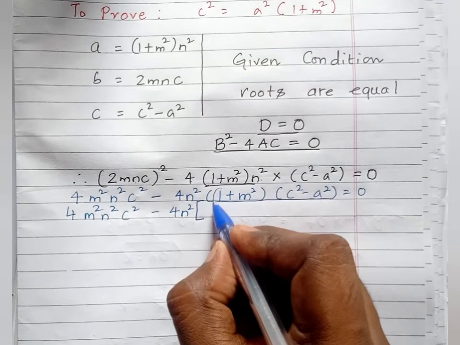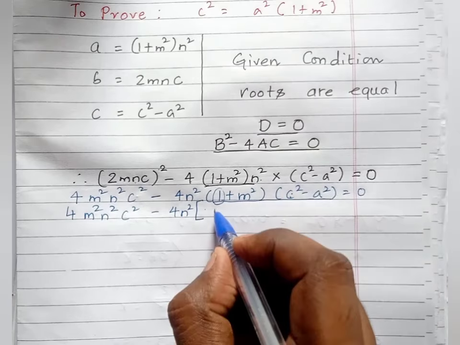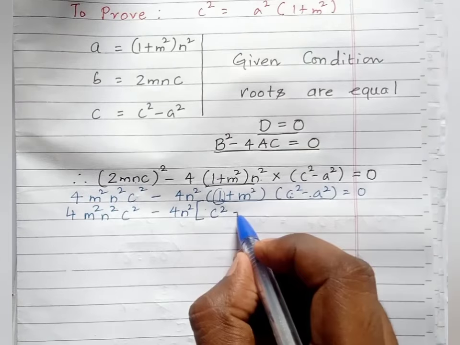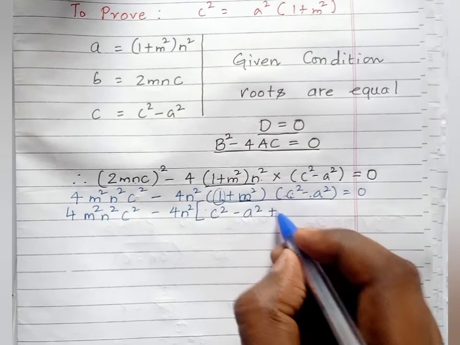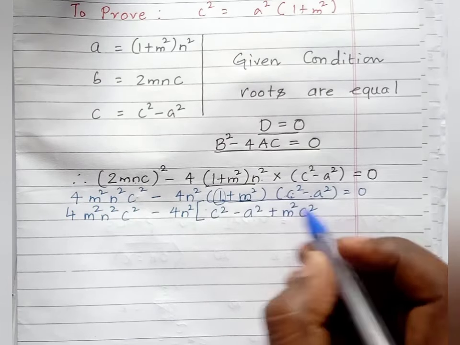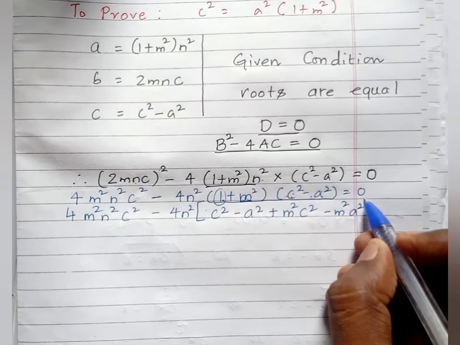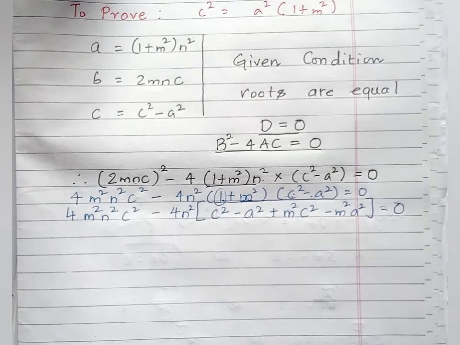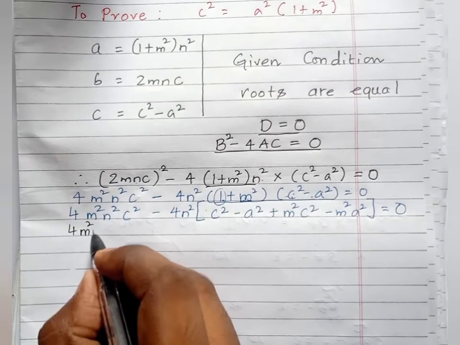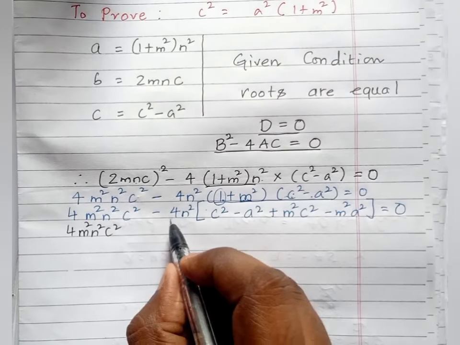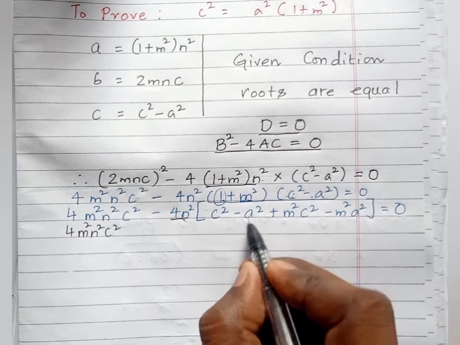Now take the first value of the binomial, that is 1 into c square, 1 into minus a square is minus a square. Next m square into c square is m square c square. The same way, plus m square into minus a square, what will we get? Minus m square a square. Now 4 m square n square c square. Now multiply 4n square to each term of this.